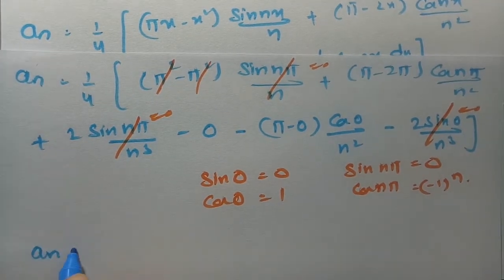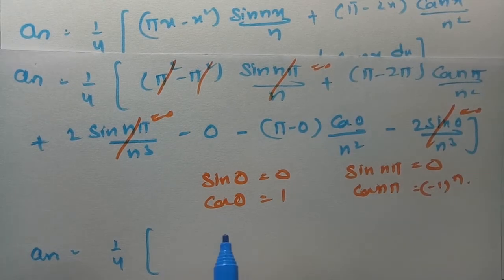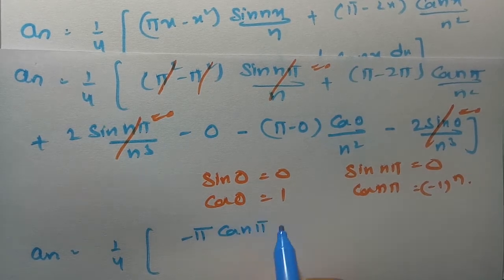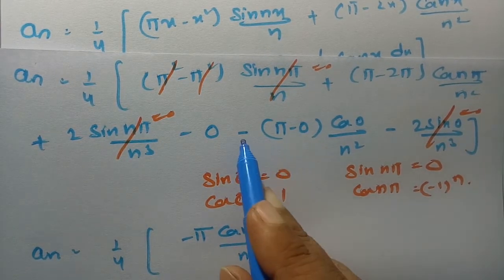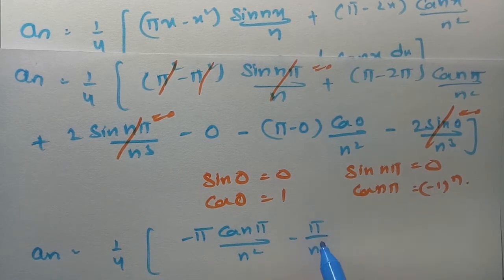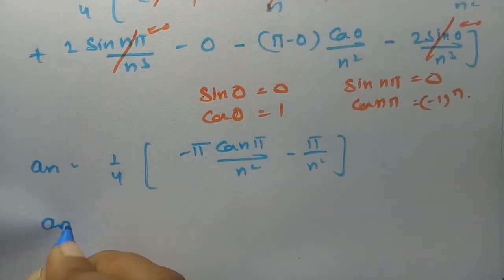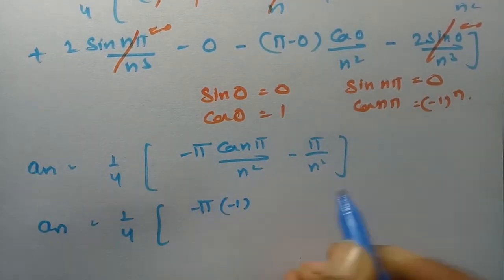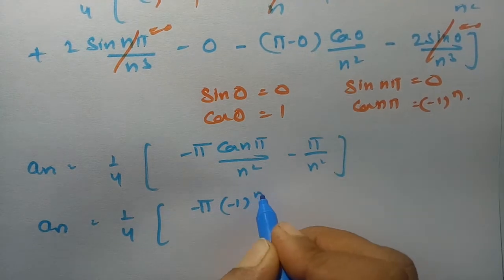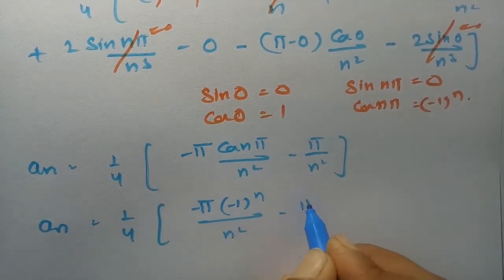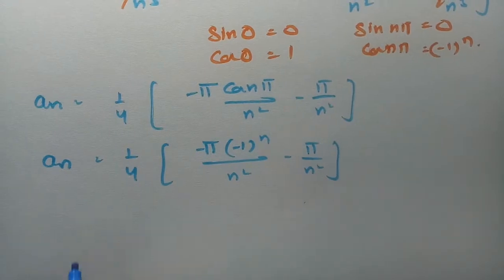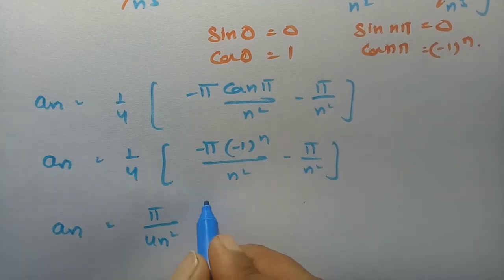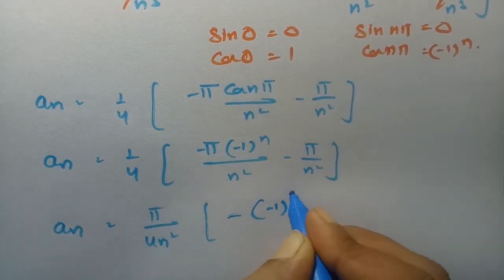So for an value, this is 1 by 4 times of, if you observe this one, this will be minus pi cos n pi by n square, and this is minus pi by n square. So an value will be 1 by 4 times of minus pi, cos n pi is nothing but minus 1 par n by n square minus pi by n square. So an value will be pi by 4 n square, and this is minus of minus 1 par n minus 1.